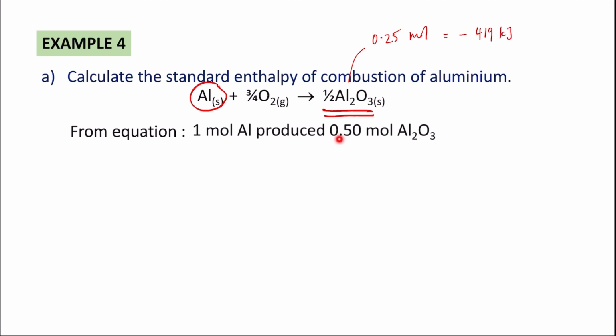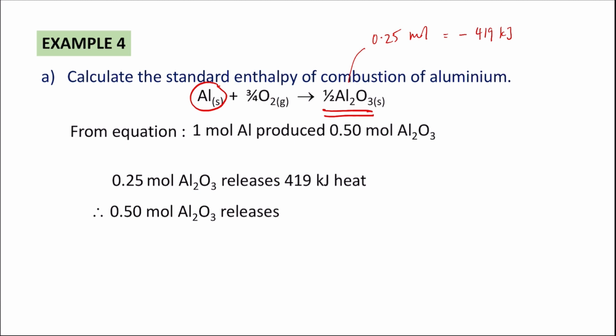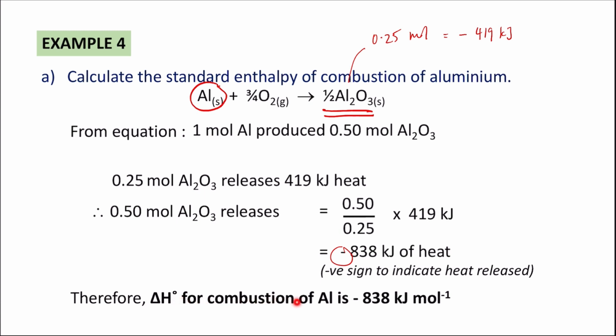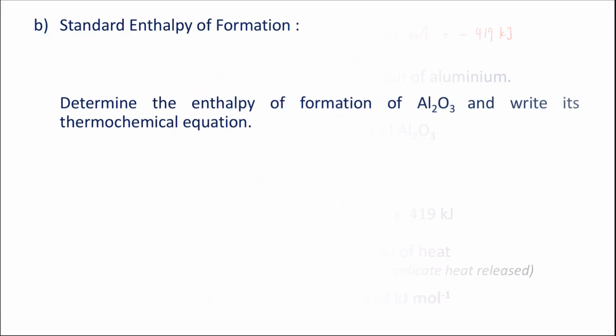So kita ada 0.5. So macam mana kita nak dapatkan nilai dia? Buat sahaja darab silang based on stoichiometry. So awak akan dapat nilai untuk heat release is like this one, which is negative 838 kilojoule of heat. So negative sign ni untuk indicate heat release. Okay, so satu benda yang kita kena buat conclusion lah. Therefore, standard enthalpy for combustion for aluminium is negative 838 kilojoule per mole. So settle untuk soalan A. Kita teruskan dengan soalan B.